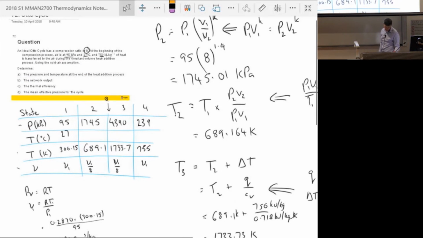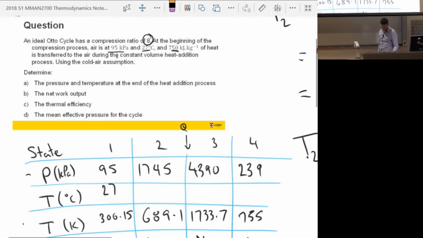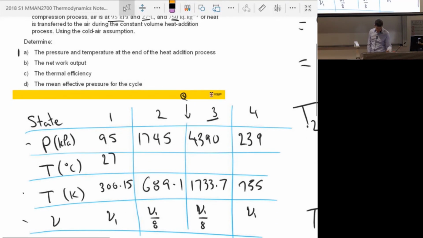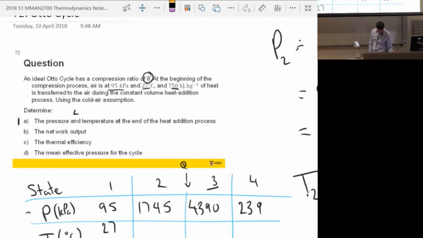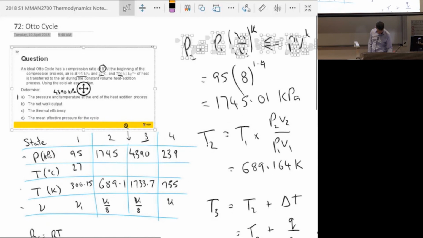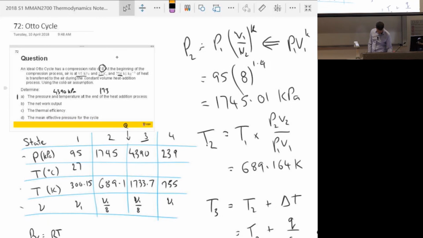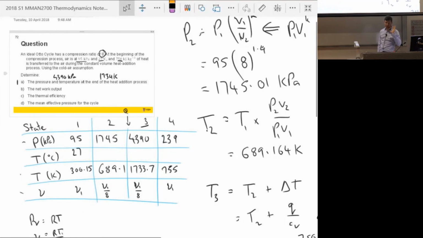And now we're asked, determine the pressure and temperature at the end of the heat addition process. Okay, so the end of the heat addition process is state point 3, and they are just read from the table. So pressure is 4390 kPa, and temperature is 1734 Kelvin. Excellent.